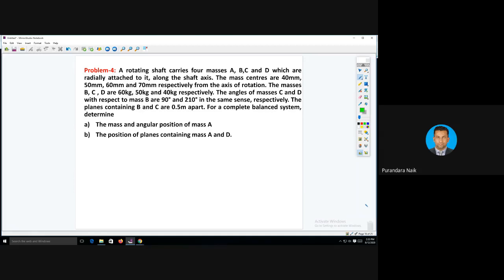So let us go to the given data. This is a difficult problem. We have four different masses rotating in different planes. Three masses B, C, D are given, but A is not given. One more question, we need to find out the exact location of A and D. Okay, let us write the given data.